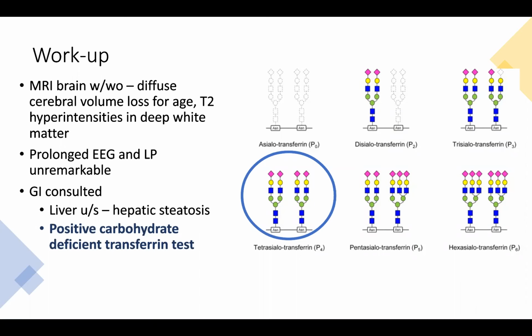So this test looks at carbohydrate chains on transferrin. And so I have here in this diagram, the most common type is this tetrasialo. You can have other variations as well, where you run into problems just when you start losing the carbohydrate chains. And this is seen both in alcohol use disorder as well as in glycosylation disorders.